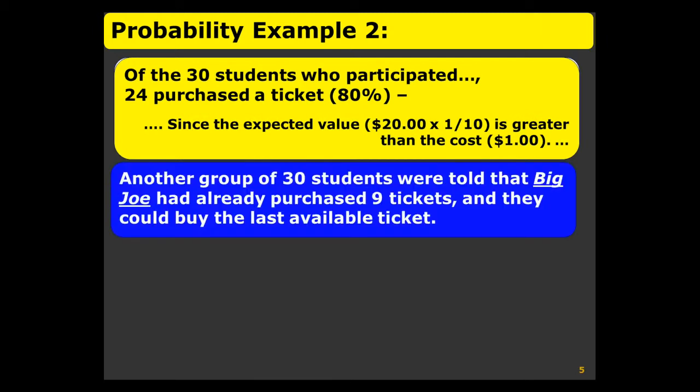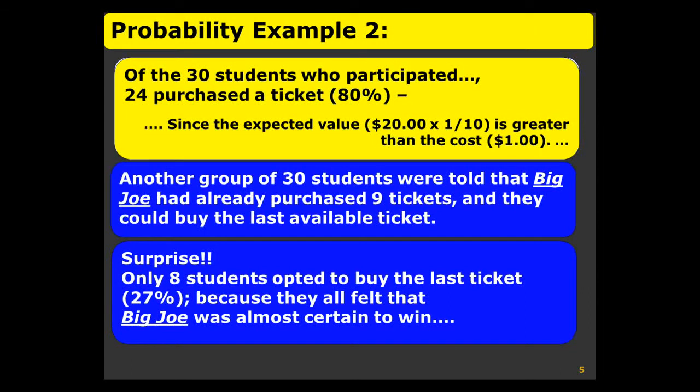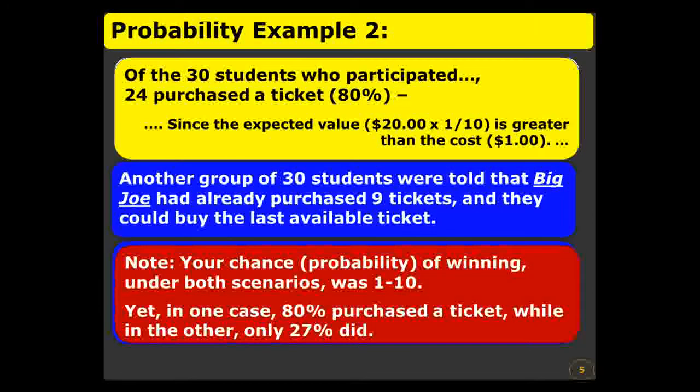Then another group were told that Big Joe, a student, had already purchased 9 tickets and they could buy the last available ticket. Only 8 students opted to buy the last ticket. That's 27%. The rest refused, because they all felt that Big Joe was almost certain to win. However, note that your chances of winning under both scenarios was 1 in 10. Yet in one case 80% purchased a ticket, while in the other only 27% did. This is how framing of the problem impacts our decisions.